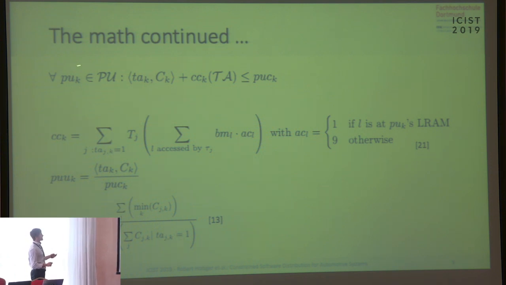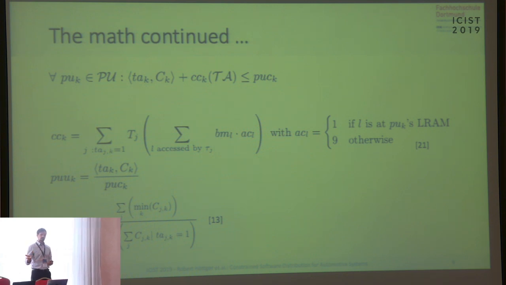Then this constraint simply shows that the dot product of those scalars plus the communication cost that we calculate, which of course depends on the task allocation, so the task allocation matrix times the execution time matrix, must be smaller than the processing unit capacity.